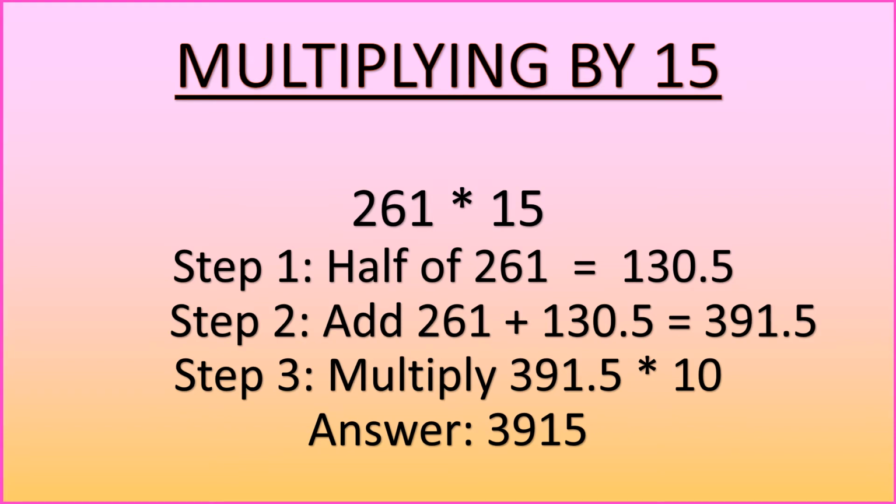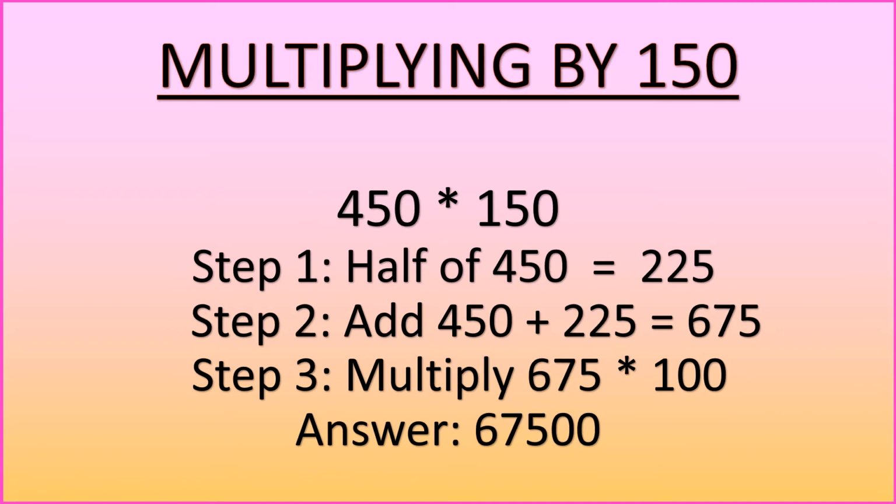In the last step, we multiply 391.5 by 10, which gives 3915. In this way, we can multiply any odd number by 15. Now we will see how to multiply a number by 150.